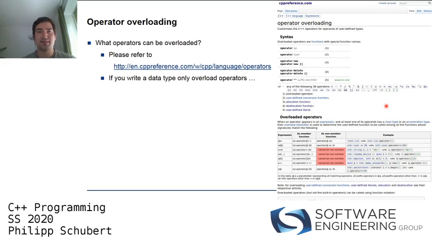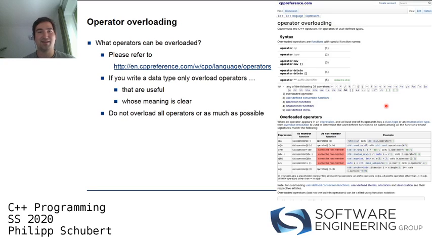So if you implement yourself a known data type, then please only overload operators that are useful and whose meaning is clear, and do not overload all operators or as much as possible. It's not cool to overload operators. You can do it as a shorthand if the meaning is clear and precise, but you don't really have to overload everything that's possible, and usually that doesn't make any sense at all.